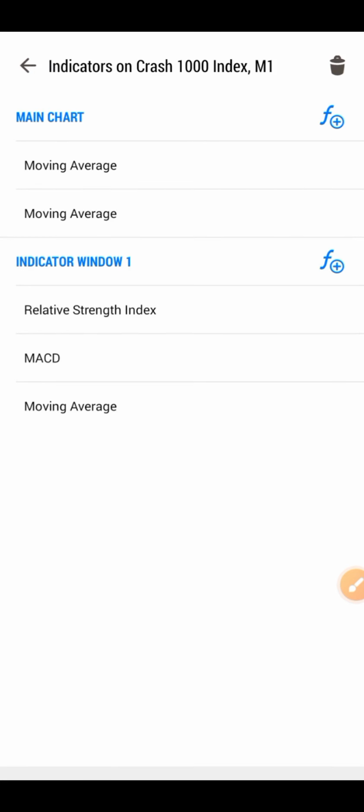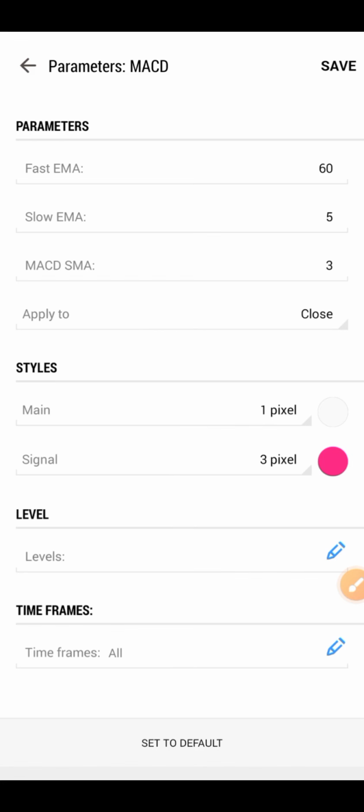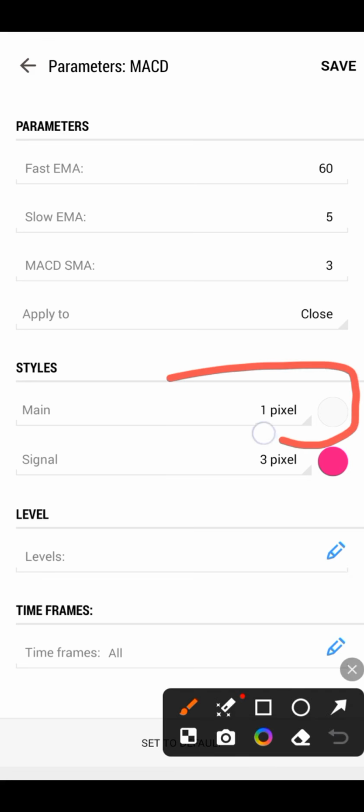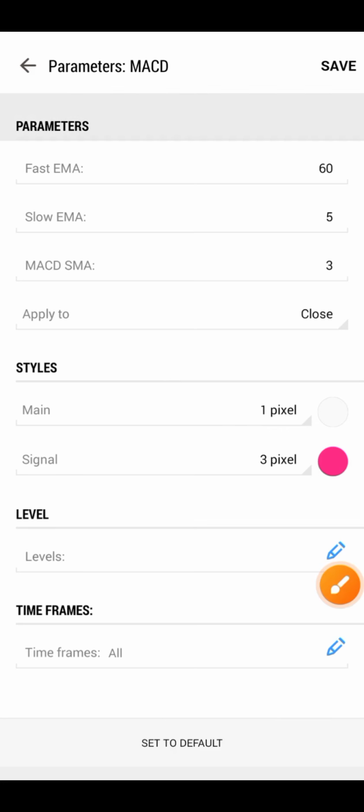The next indicator to look at is MACD, moving average convergence divergence. We have fast EMA of 60 and slow EMA of 5, while MACD SMA is 3. Apply to close. Come to the style, under main, we don't need this main, so change it to the background color of your chart. I'm using a white background, that is why I'm using white. Under the signal, you can choose any color of your style and choose 3 to 4 pixels, so that it is thicker and clear.